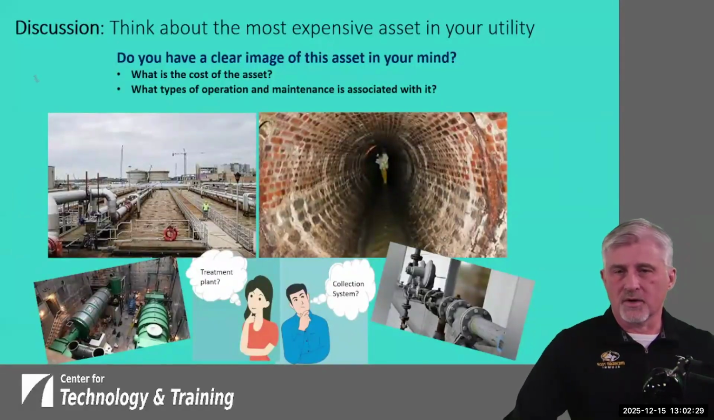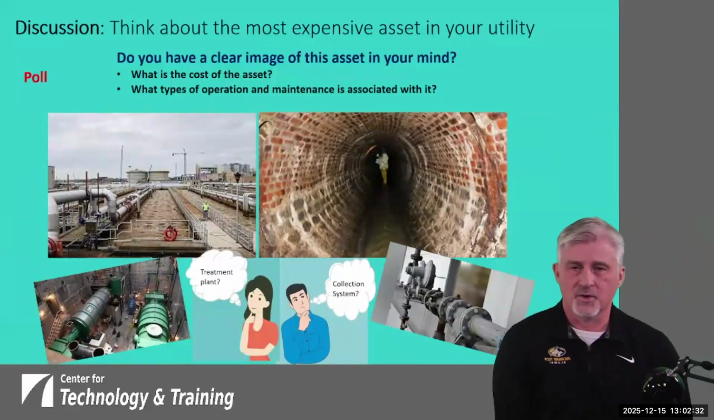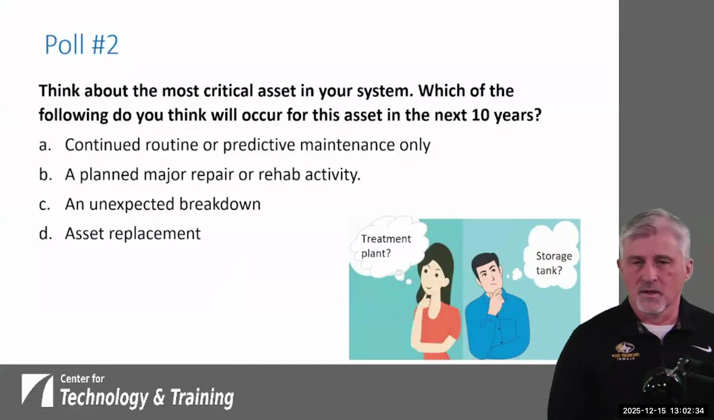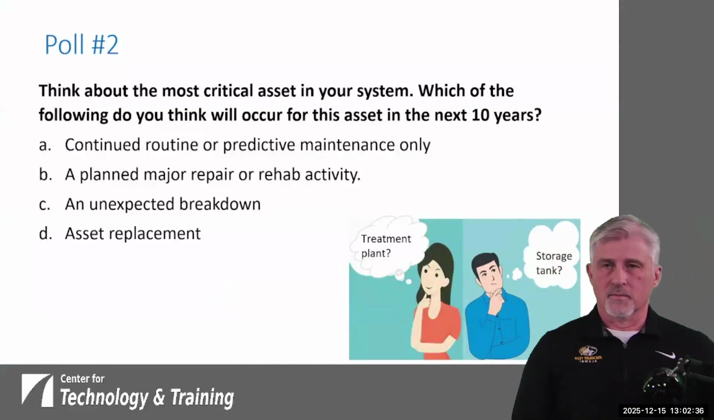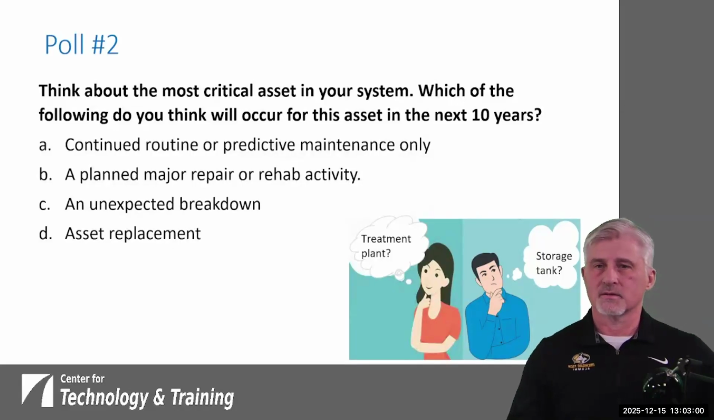So we've got a discussion here. Think about the most expensive asset in your utility. Which of the following do you think will occur for this asset in the next 10 years? A, continued routine or predictive maintenance only. B, a planned major repair or rehab activity. C, an unexpected breakdown. Or D, you're going to have to replace that asset.